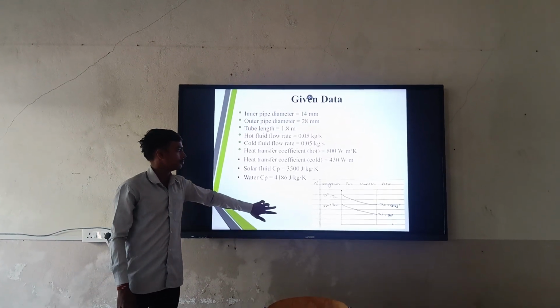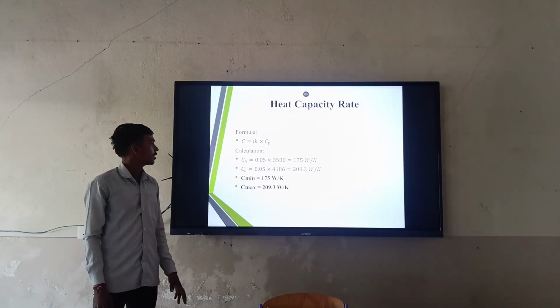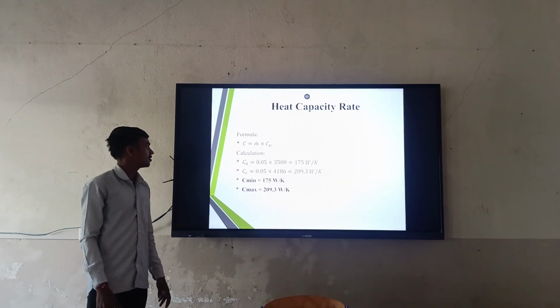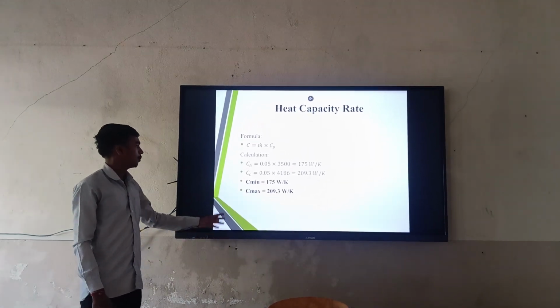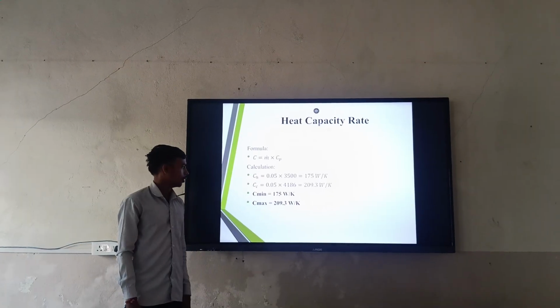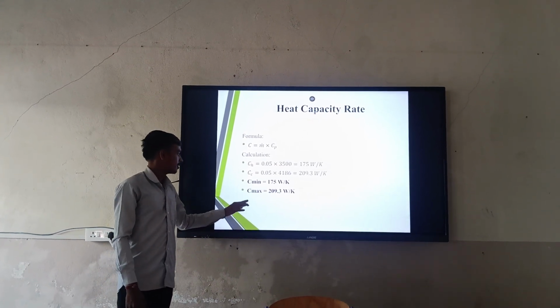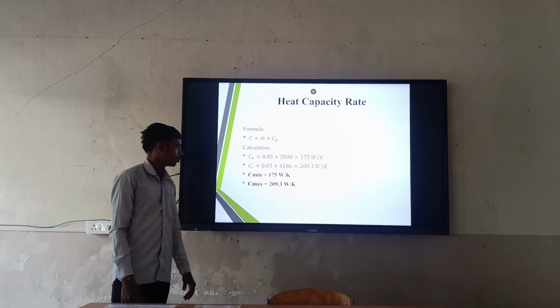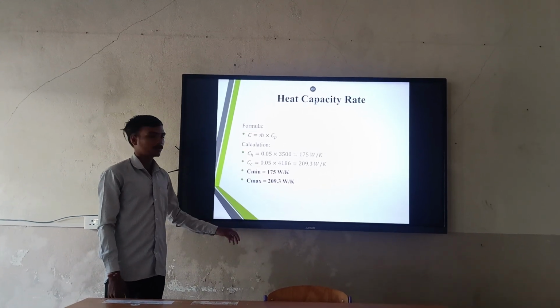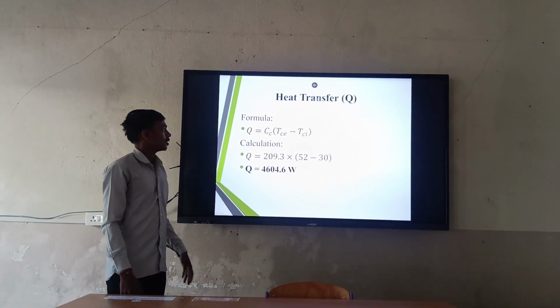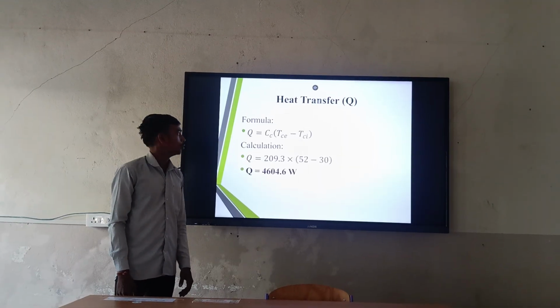This is the diagram. Heat capacity rate. The capacity rate formula is C = m × Cp. For this, Cmin is 175 watt per kelvin, and Cmax is 209.3 watt per kelvin.